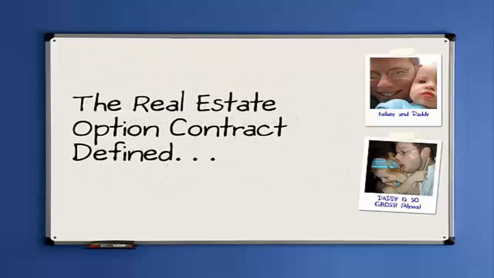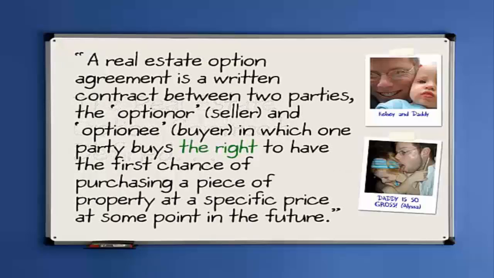So, the real estate option contract defined. A real estate option agreement is a written contract between two parties, the optionor, which is the seller of the property, and the optionee, which is typically the buyer or the potential buyer, in which one party buys the right to have the first chance of purchasing a piece of property at a specific price at some point in the future.